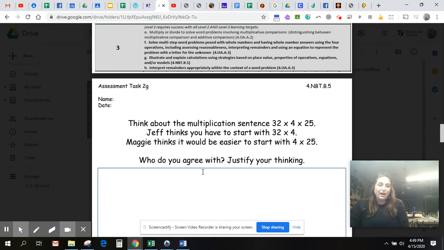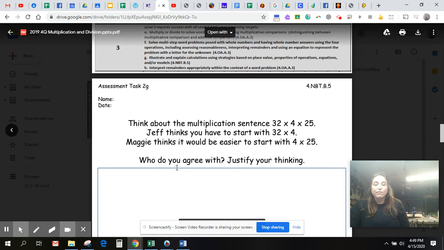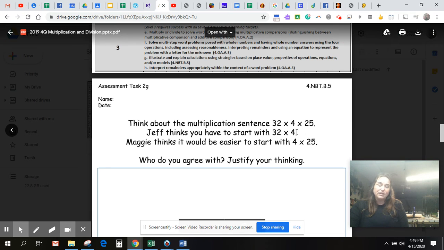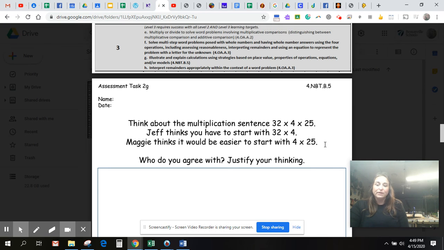Awesome. Okay, now I want you to go through the problem thinking about justifying your thinking. Justifying means to explain. So right now, in complete sentences, I want you to explain to me why you agreed with either Jeff at 32 times 4 first or Maggie with 4 times 25 first. Please remember to answer in CSRQ: complete sentence, restate the question, with capitalization and punctuation. Read it to make sure it makes sense before you submit, please.